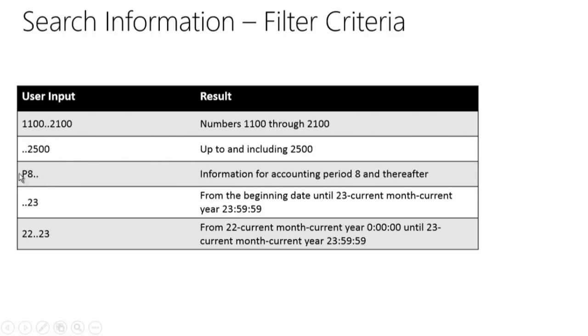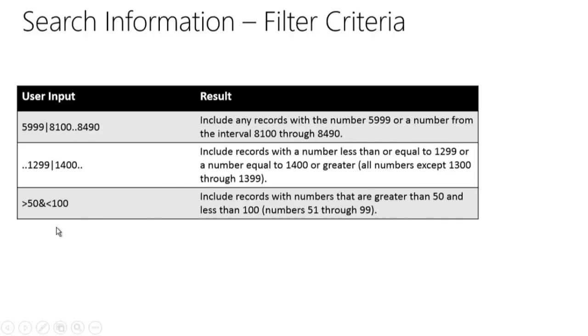In a date field, I can, for example, use the P8 to display information about accounting period 8 and thereafter. I can also say in here until 23, if it's a time field, for example, between 22 and 23. I can even make some more complex combinations of filter criteria. In this case, what I'm going to do is include any records with the number 5999 or a number in this range of numbers.